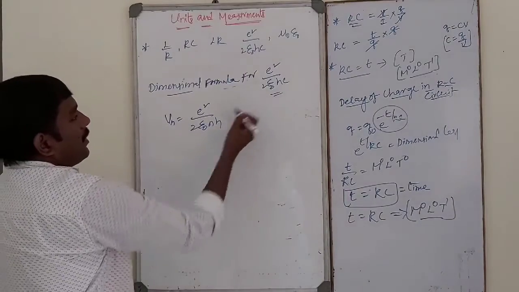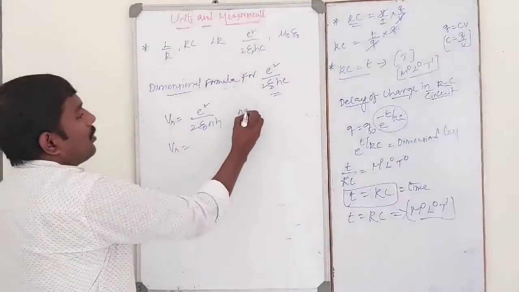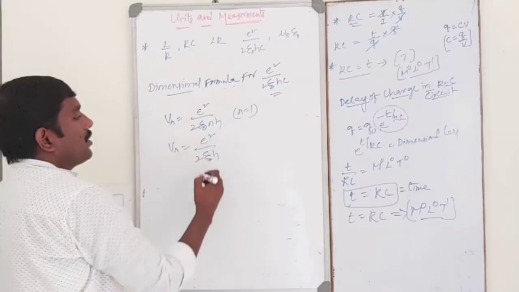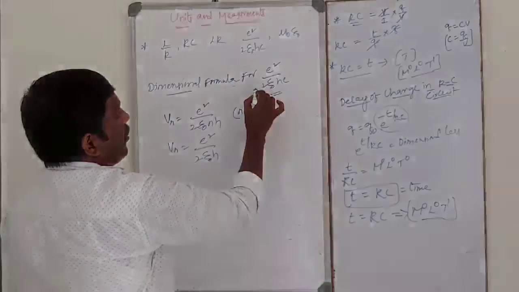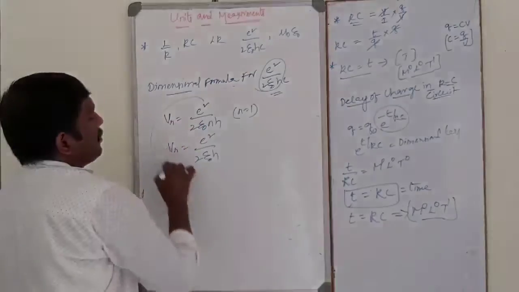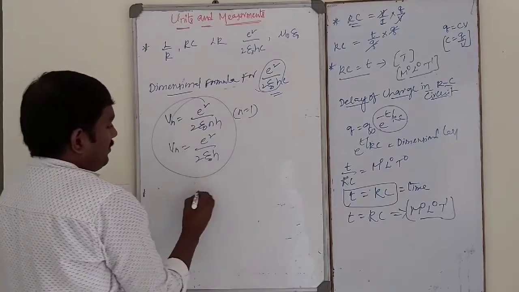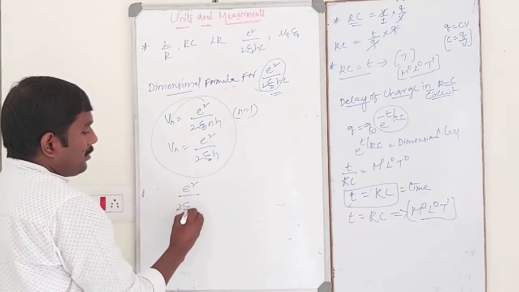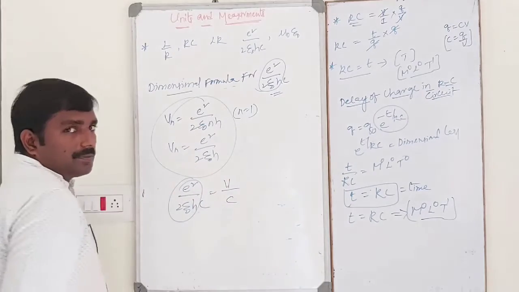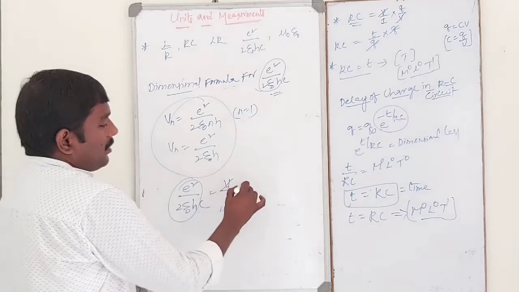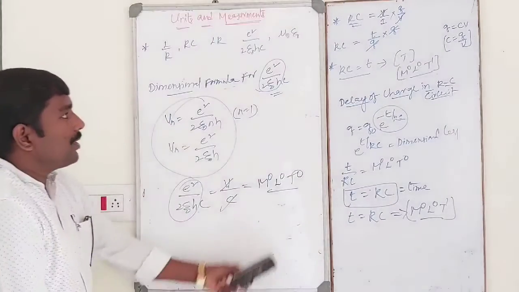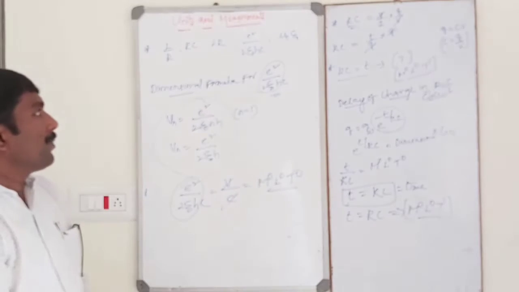See dear students, Vn is equal to, of course, n equal to 1 for the first orbit, velocity e square divided by 2 epsilon naught h. So e square divided by 2 epsilon naught h is nothing but velocity. Substituting the velocity value, e square divided by 2 epsilon naught h into c is nothing but v by c. So velocity by velocity is cancelled out. It is a dimensionless quantity, M power 0, L power 0, T power 0.